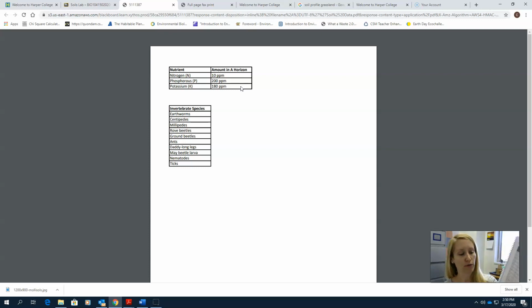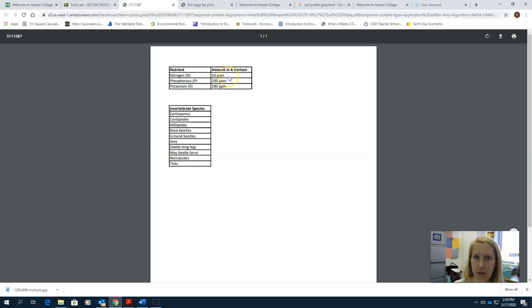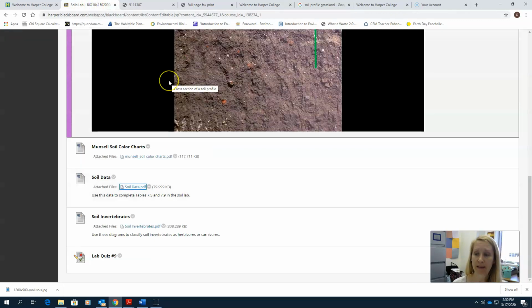So you would go through and sort of figure out all of these crops and whether or not we could grow things here on Harper's campus. So again, I also apologize for this saying parts per million. It's supposed to say pounds per acre. I will fix that. That's the second part of the lab.